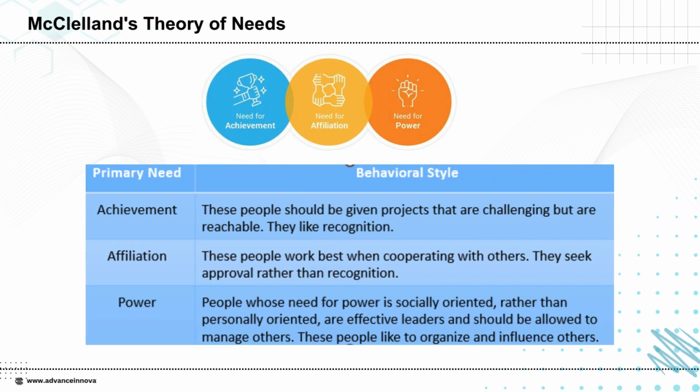This slide explains how each of McClelland's three needs translates into different behaviors and management styles. People with a high need for achievement perform best when given projects that are challenging but still achievable. They are motivated by success and thrive on recognition for their accomplishments. Managers should assign them clear, measurable goals and provide regular feedback to keep them engaged.